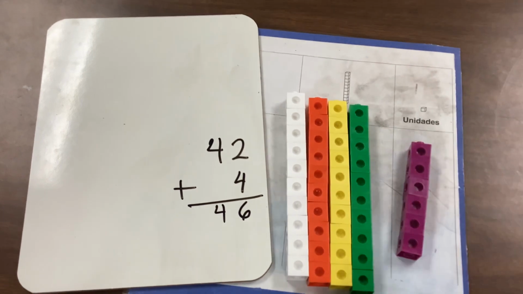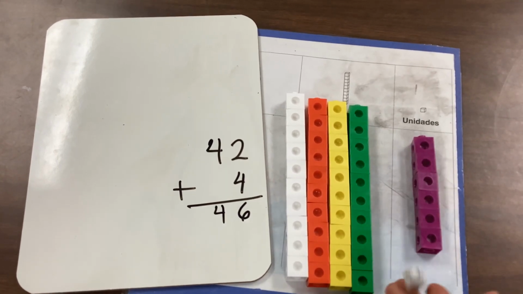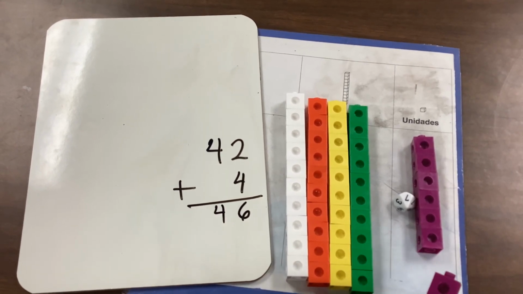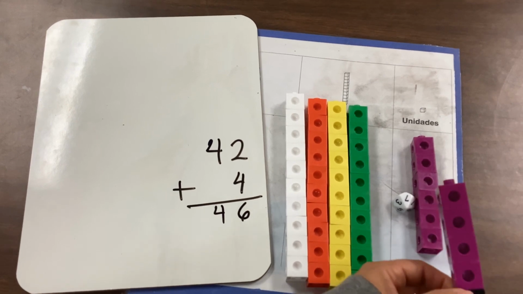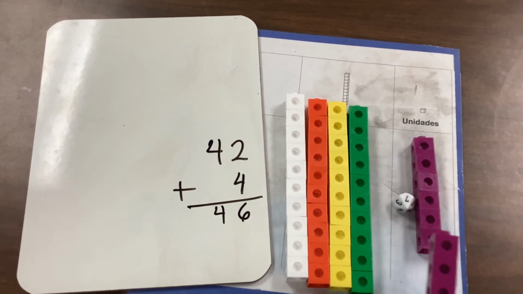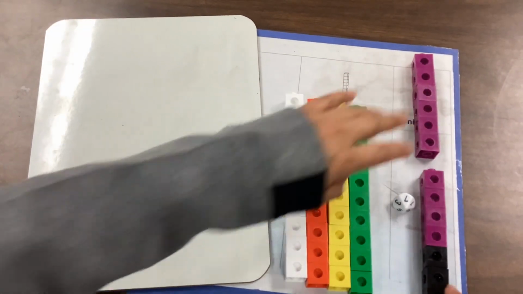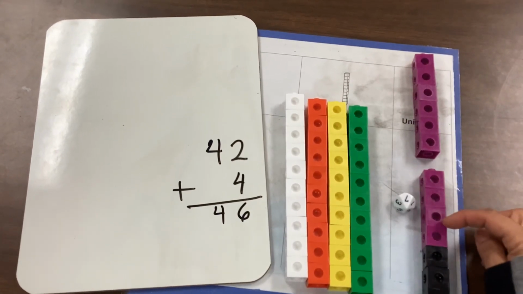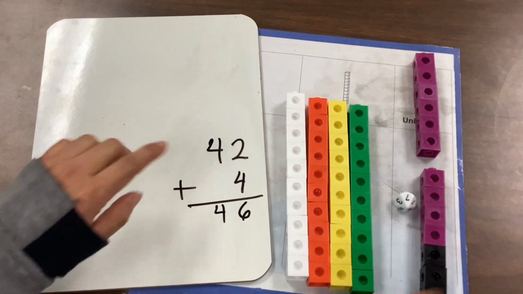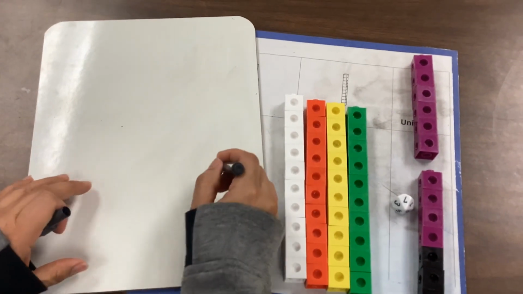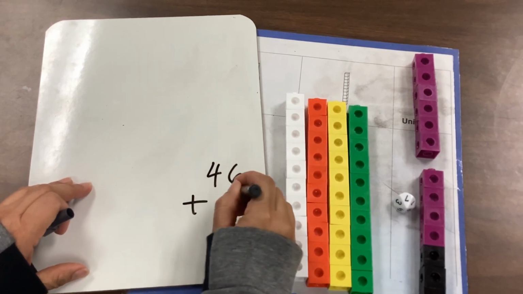I roll my dice for the last time in this video, and it's 7. So I continue with this. 1, 2, 3, 4, 5, 6, 7. I have 7. I have 7 here. Oops, I didn't write it down here. I'm sorry. 46 plus 7.